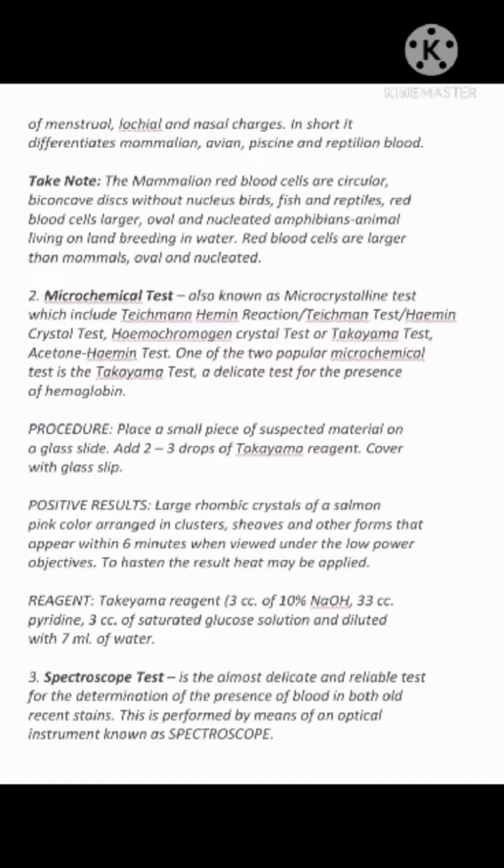Number three is the spectroscope test. It is the most delicate and reliable test for the determination of the presence of blood in both old and recent stains. This is performed by means of an optical instrument known as a spectroscope.